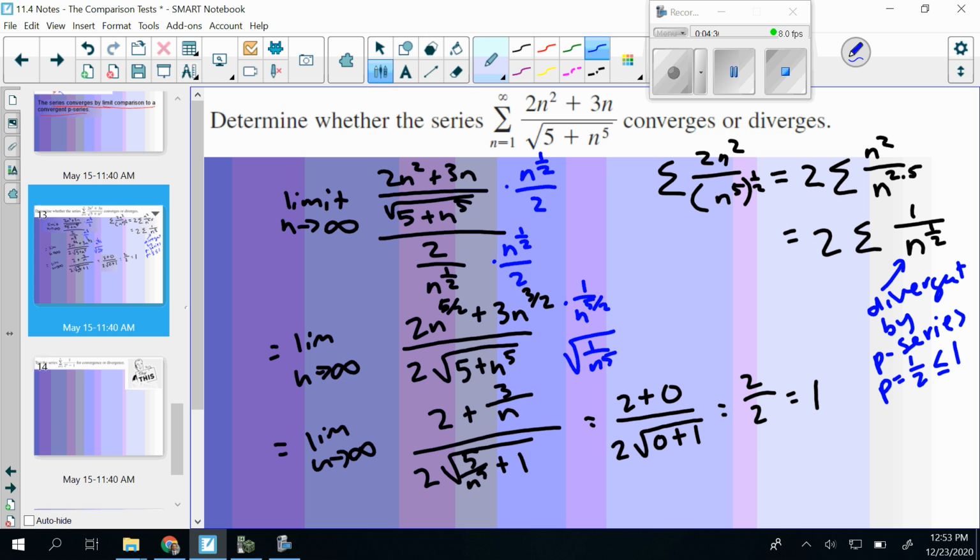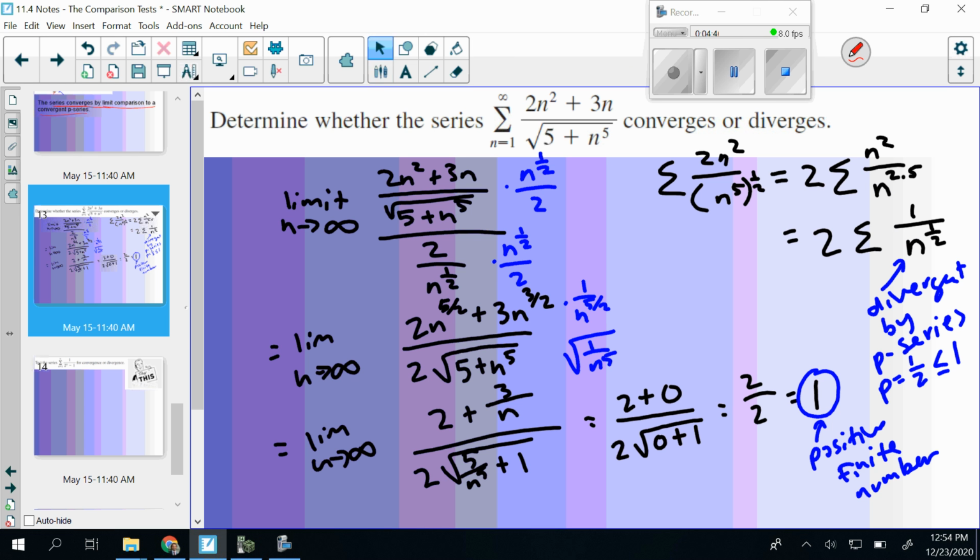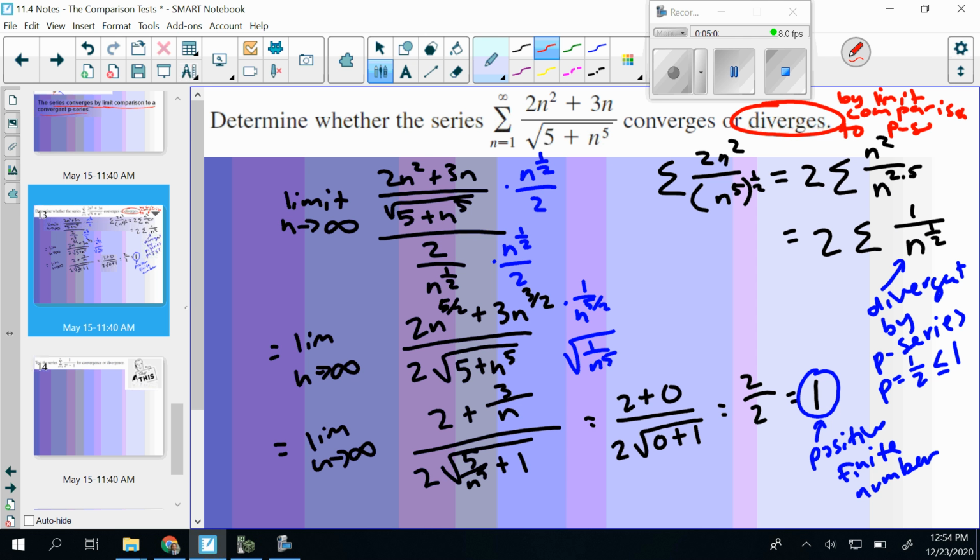So that is a positive finite number, and so this comparison is going to work. What we can say on this one is our series up here is going to be divergent by limit comparison to a p-series. So we would have a divergent one by p-series.